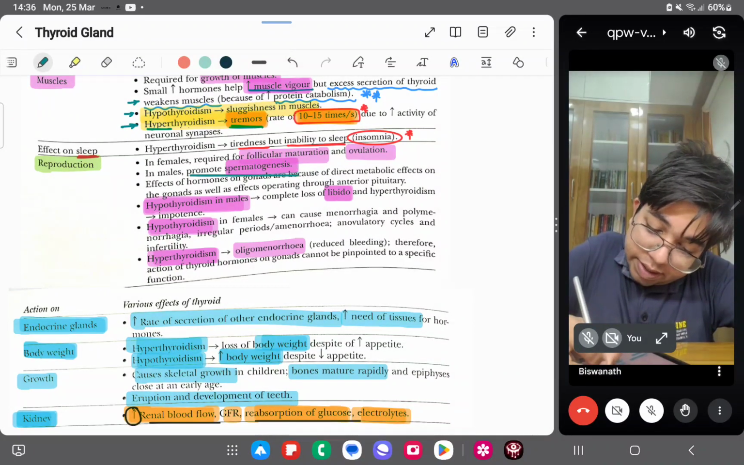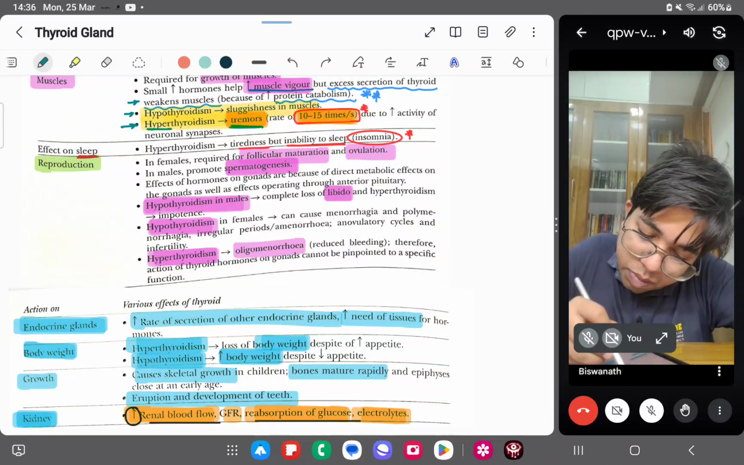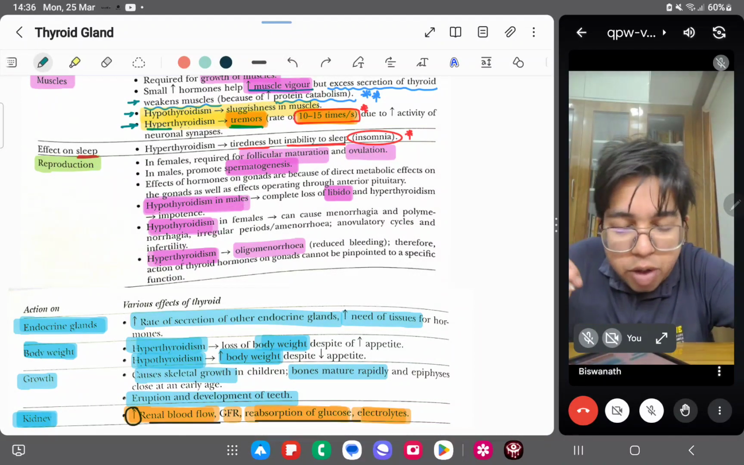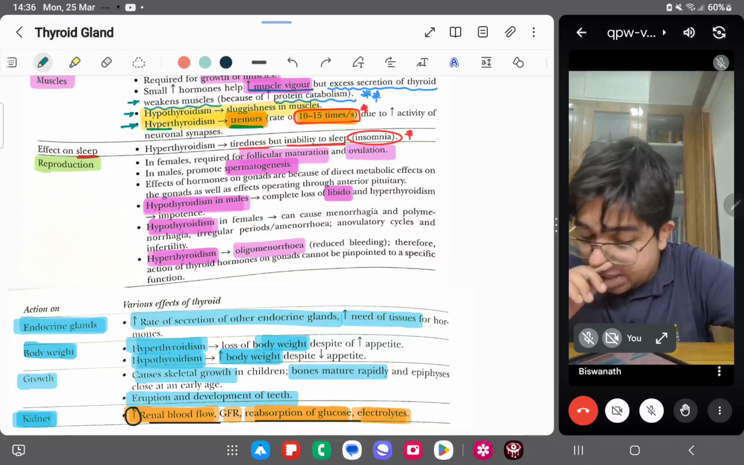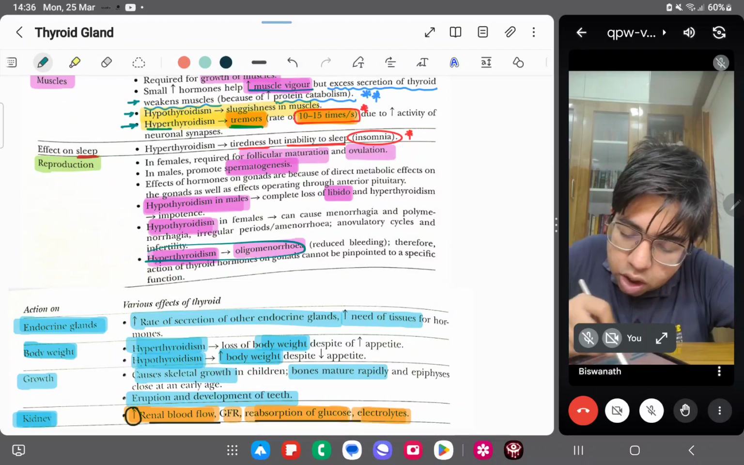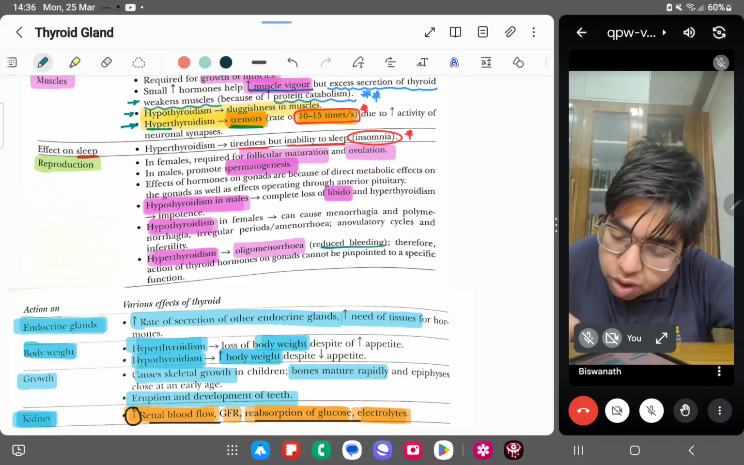Promotes spermatogenesis. Okay, and if there is hypothyroidism, there is a complete loss of libido, that is sexual power. Okay, there's a complete loss of your libido. And hyperthyroidism will cause oligomenorrhea, that is reduced bleeding.